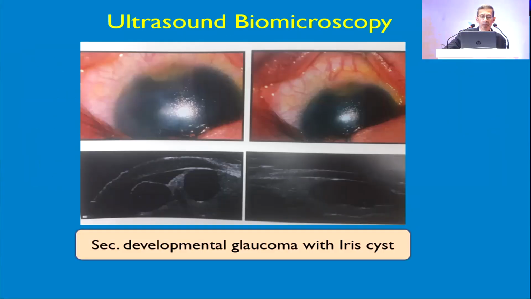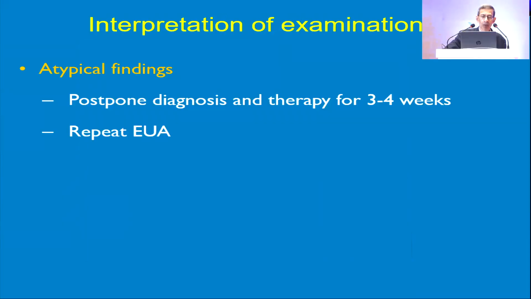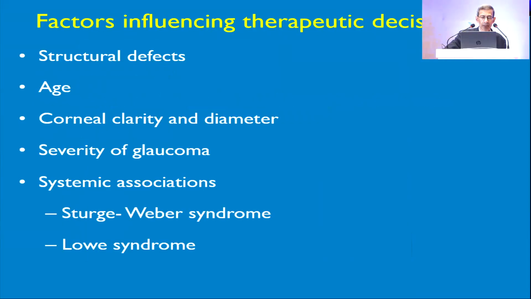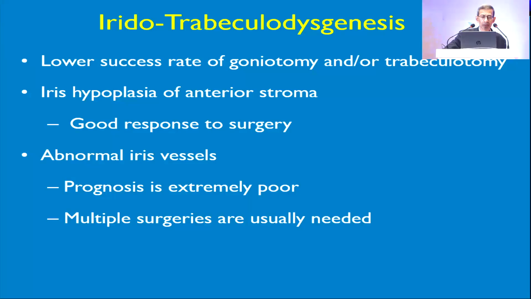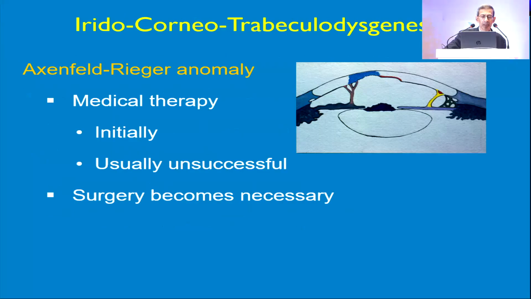And here is a patient with a typical bilateral appearance, and ultrasound biomicroscopy revealed that there were iris cysts and secondary developmental glaucoma. So all these things should be evaluated before we plan for management. When isolated trabecular dysgenesis presents as primary congenital glaucoma, the diagnosis is established and surgical treatment should be planned at as early an age as possible.